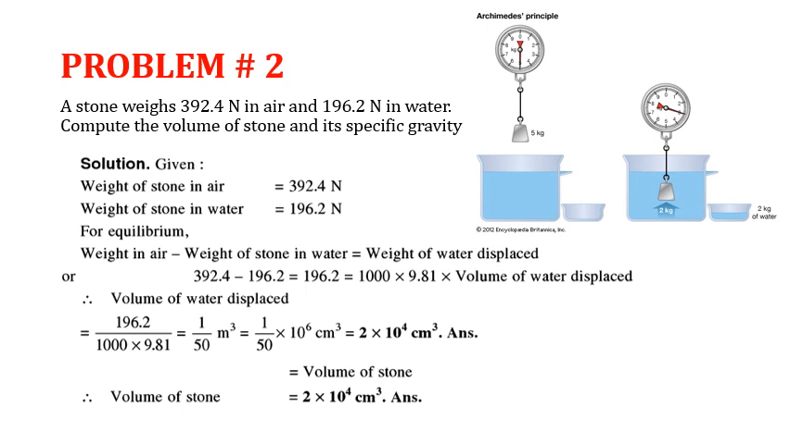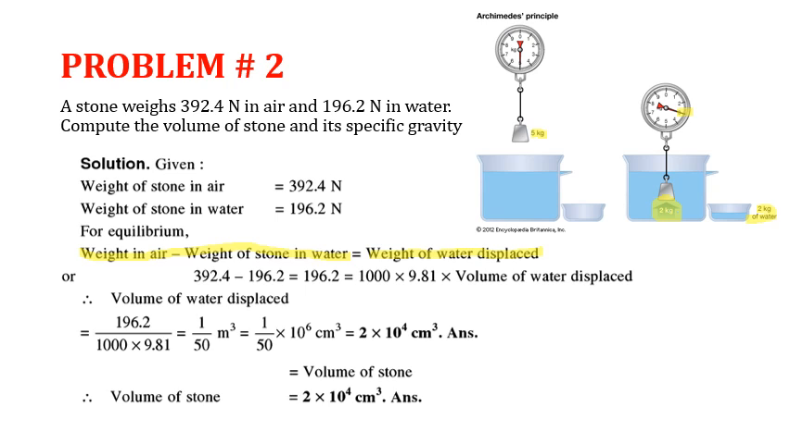So if we have a stone which weighs 5 kg in air and 3 kg in water, basically we can say that 2 kg of force of buoyancy is acting on that. So we're going to make use of this, and we're going to write that the weight of stone in air minus the weight of stone in water is equal to the force of buoyancy, which is the weight of the volume of liquid displaced.